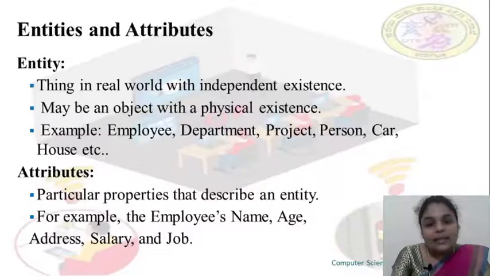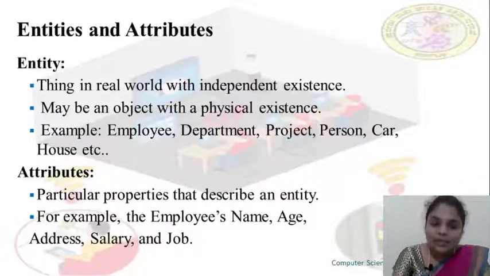So entity is what? It's a real world object, whereas an attribute is a property that is going to describe our object. And in the next class we are going to discuss in much detail about entity and attributes.